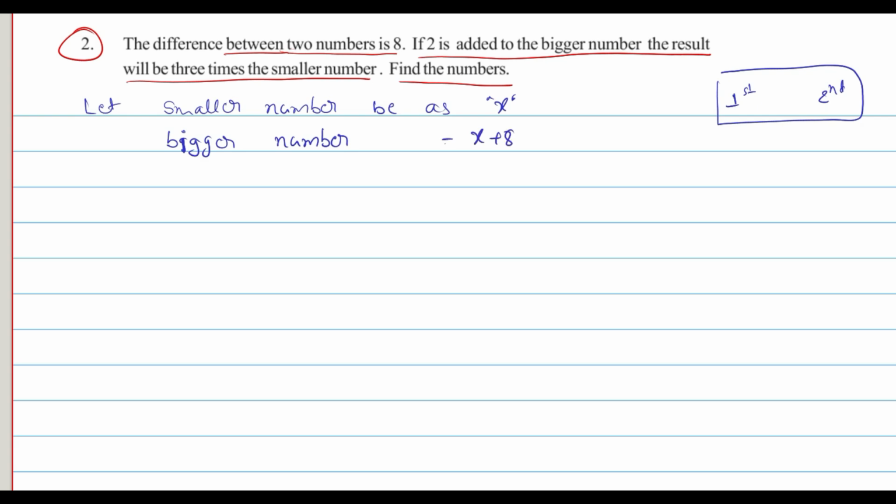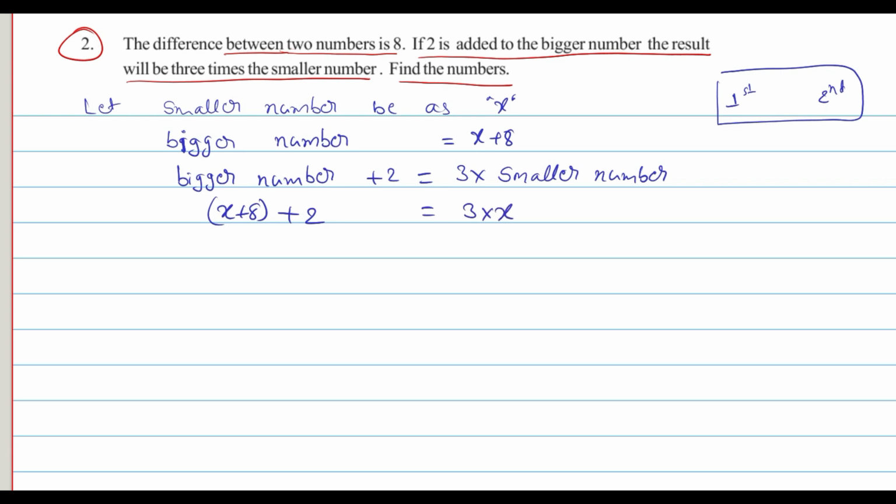And what else do we know? We are given that if we add 2 to the bigger number, it gives 3 times the smaller number. What is our bigger number? We assumed the bigger number as x plus 8. If I add 2, what do we get? We get 3 times the smaller number x. That means x plus 8 plus 2, which gives x plus 10, is equal to 3x.